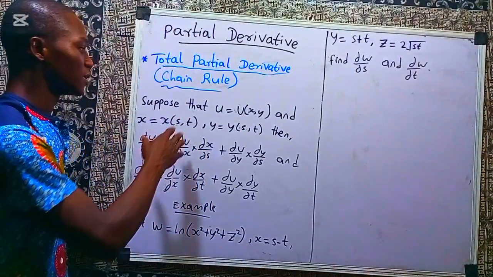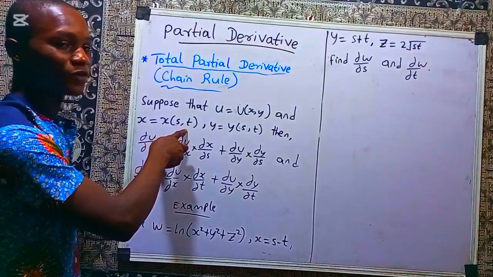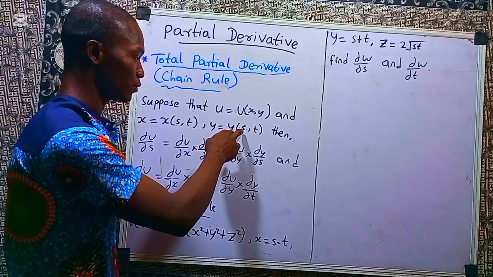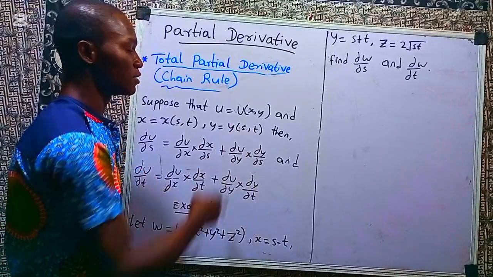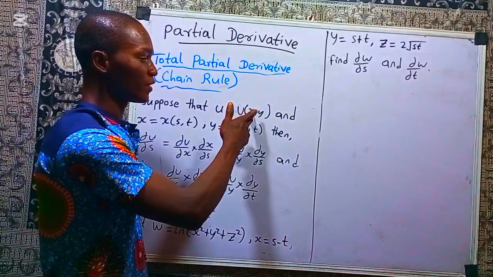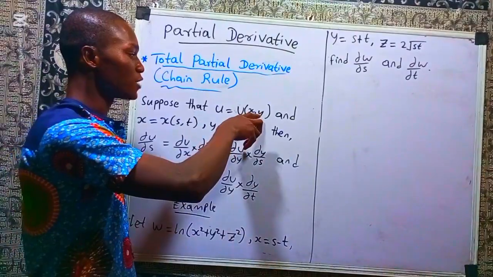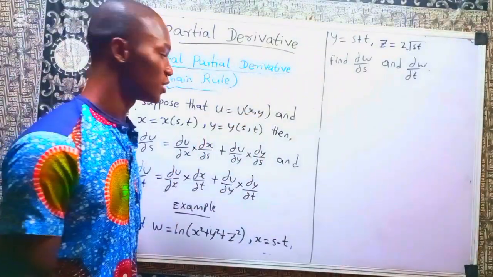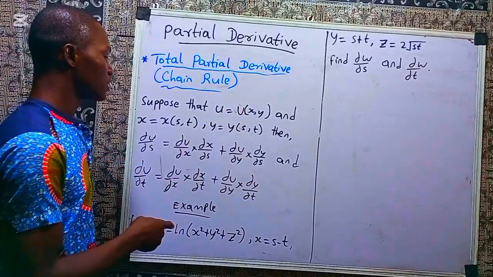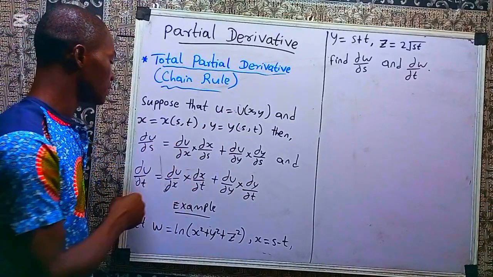Assuming that u is a function of x and y, and x is a function of two other variables, s and t, and y is also a function of the same two variables, s and t. This is what we call a function of a function. u is a function of x and y, x is a function of another two variables, and y is also a function of those two variables. So I want to know how I can perform the partial derivative of u with respect to s, and the partial derivative of u with respect to t.